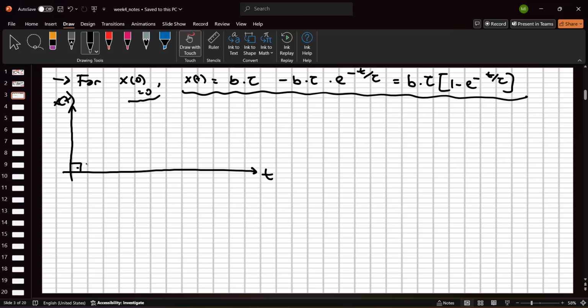I should draw this time history, the time response on this graph. How should I do? For example, if the t is going to the infinity value, what is the values of these terms? B tau? Yes, that's right. It's equal to B times tau, right?